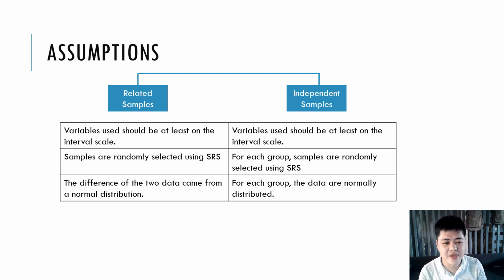The difference of the two data came from a normal distribution. Since our parameter of interest here is the difference between the means, then they should be normally distributed. And for this course, we will just assume that all of these things will be satisfied. And when you go to research 2, there's actually a way for you to determine if the distribution is normally distributed. And if it's not satisfied, then you have to go for a non-parametric test.